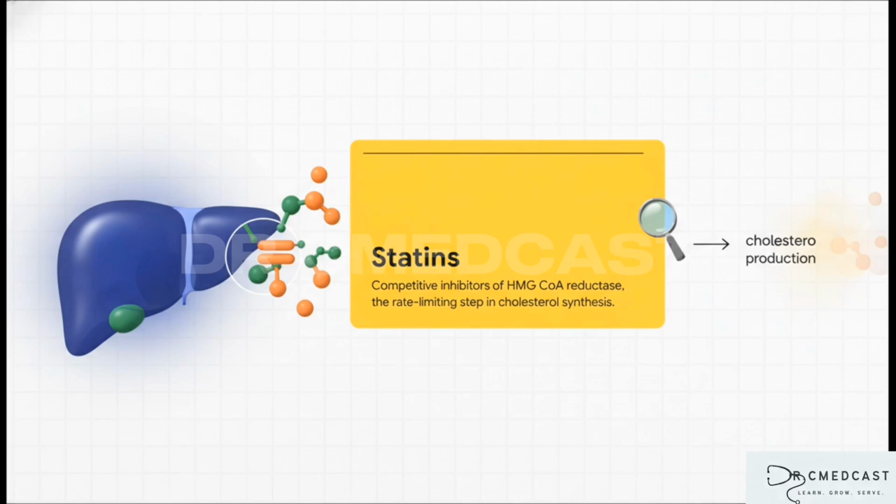Imagine your liver as a factory that makes cholesterol, and it's running on an assembly line. Well, the enzyme HMG-CoA reductase is like the master power switch for that entire line. What statins do is they come in as a competitive inhibitor and just jam that switch. They shut it down, which grinds the whole cholesterol production process to a halt.